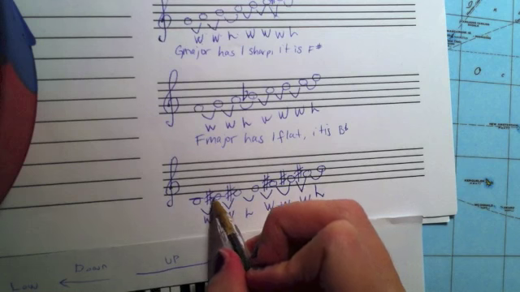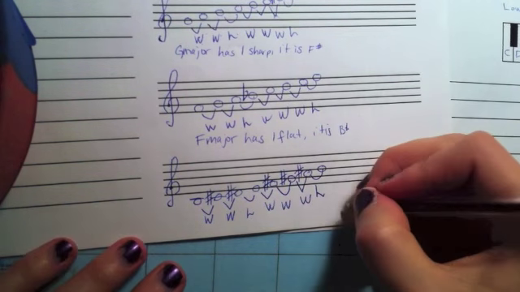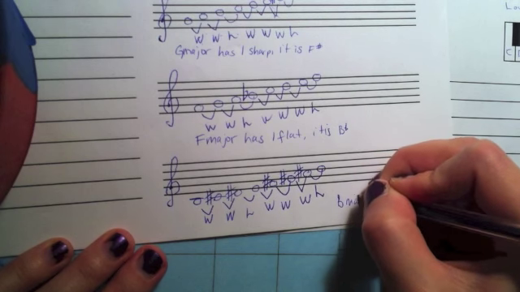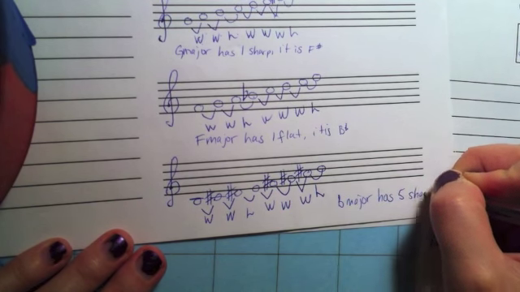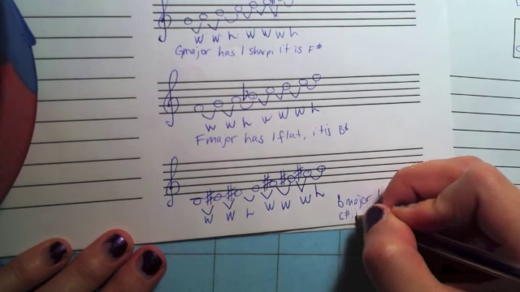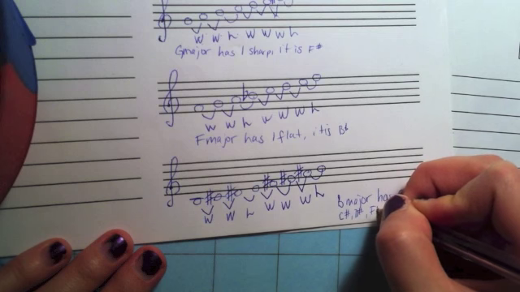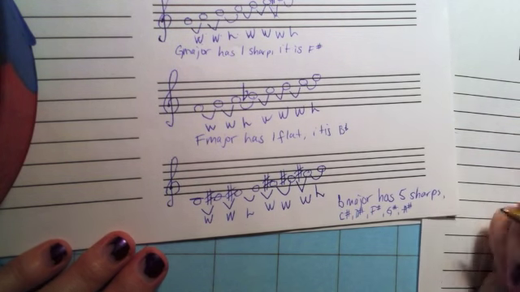Whew, so that one has 1, 2, 3, 4, 5 sharps. B major has 5 sharps. They are C sharp, D sharp, F sharp, G sharp, and A sharp.